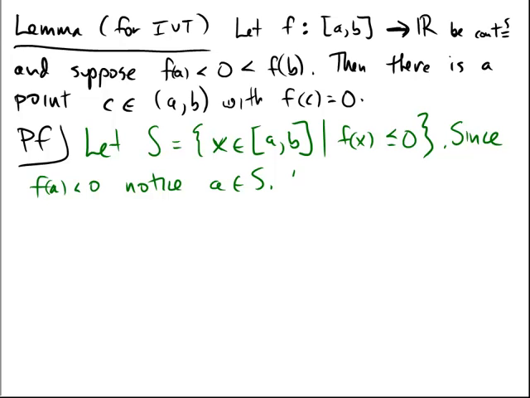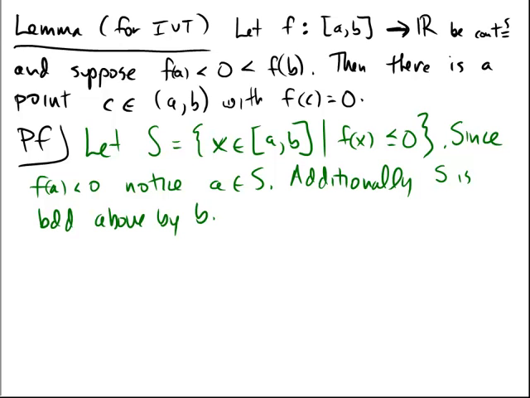And furthermore, additionally, since b is the right endpoint, that means none of the x values will ever be bigger than b. So additionally, we see that S is bounded above by b. Right? So we have a non-empty set of real numbers that is bounded above, so we have a sup. That's the completeness axiom.